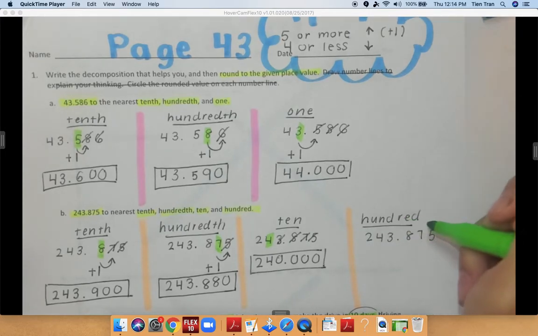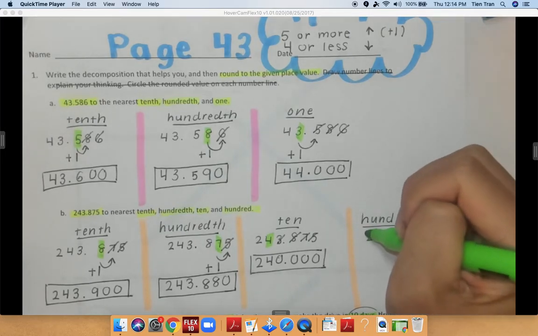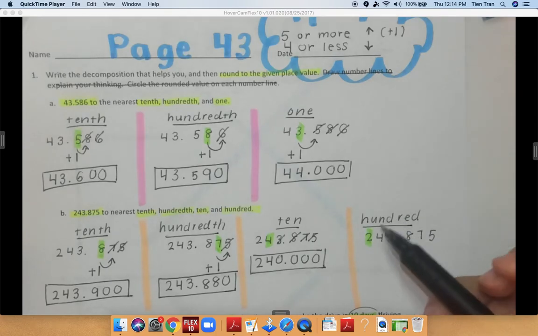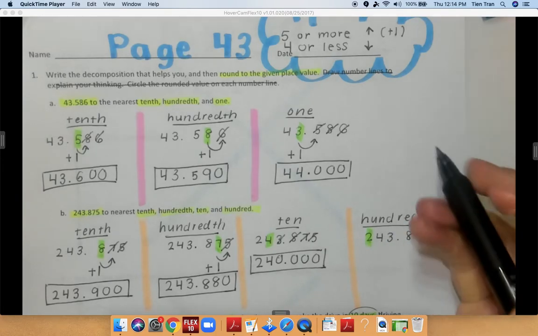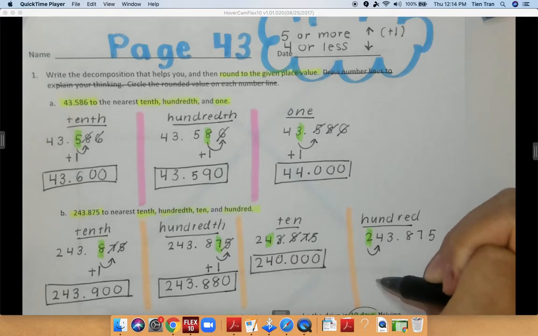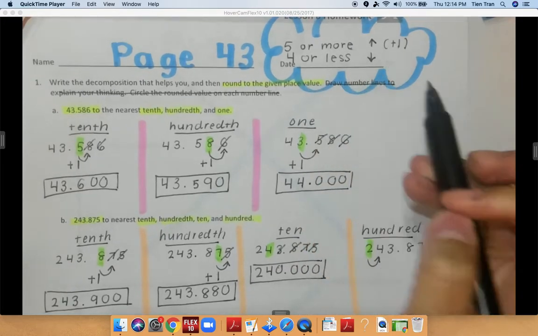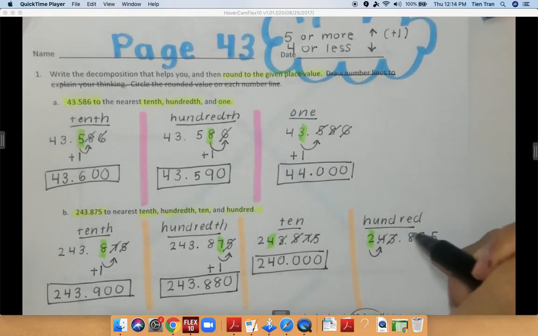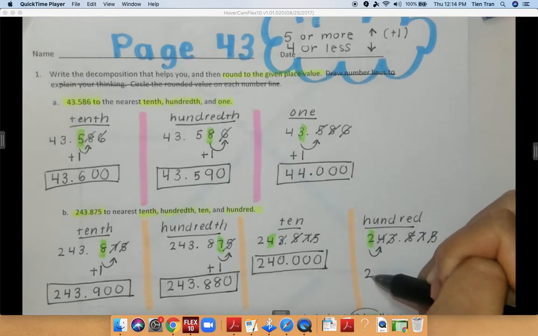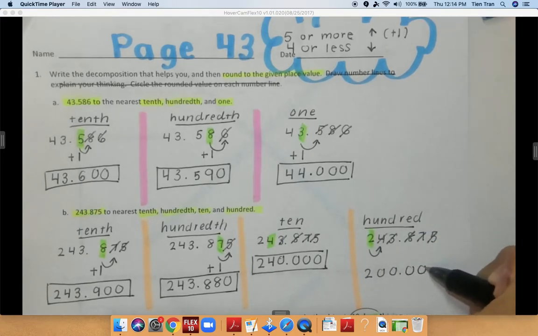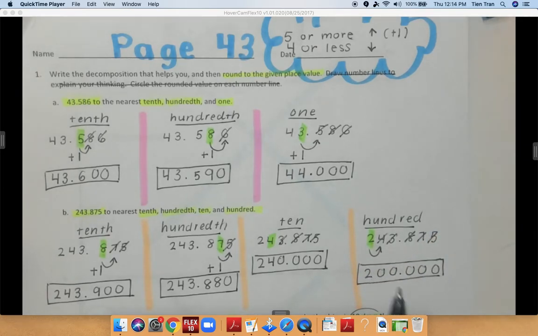Now, for the last one, they ask you to round to the hundredths place. The 2 is in the hundredths place. Remember, we have our ones, our tens, and our hundreds. So I'm going to look at my neighbor. My neighbor is a 4. 4 or less, let it rest. That means everything else changes to 0. So I have 2, 0, 0, 0, 0, 0. So if I were to round that number to the hundredths place, it would be rounded to 200.